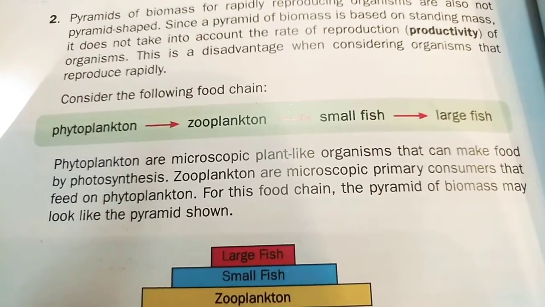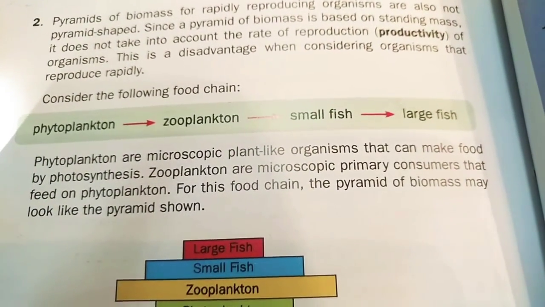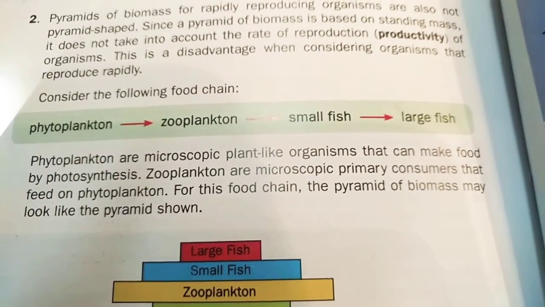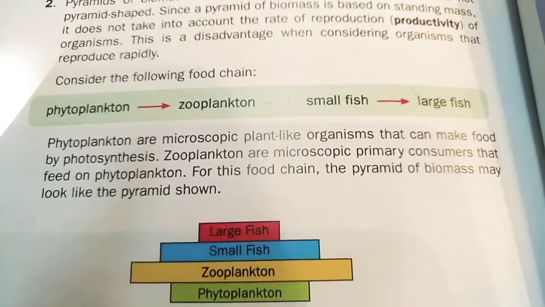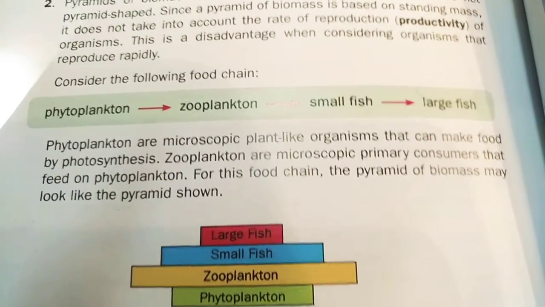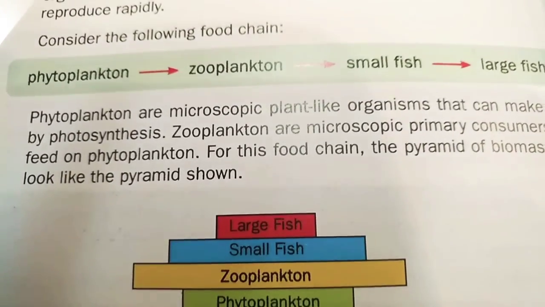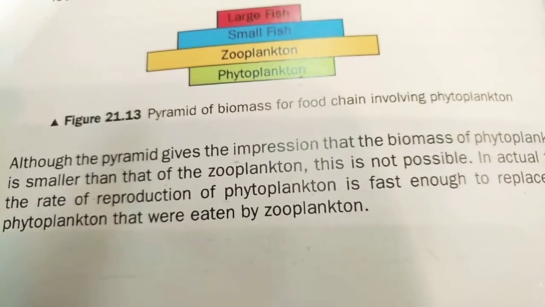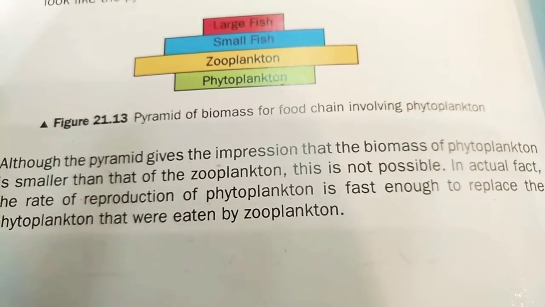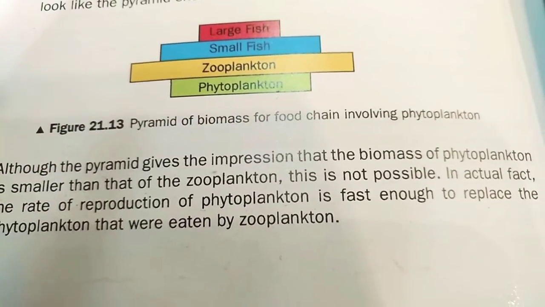Planktons are the microscopic plant-like organisms that can make food by photosynthesis. Zooplanktons are microscopic primary consumers that feed on phytoplanktons. For this food chain, the pyramid of biomass may look like the pyramid shown: phytoplanktons, zooplanktons, small fish, and the large fish. Although the pyramid gives the impression that the biomass of the phytoplankton is smaller than that of the zooplankton, this is not possible.